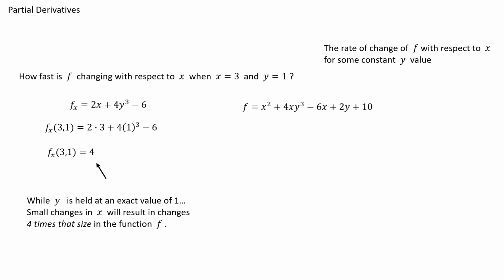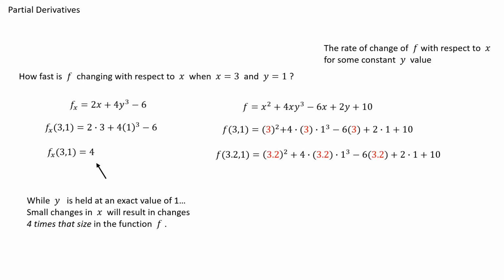Now, to get a better sense of what this means, I'm going to show you something here. Suppose we plugged in 3 and 1, which are the x and y values at hand here. But then suppose we plugged in a slightly larger value of x, say 3.2 instead of 3. This is what we mean by small changes in x. Since we have a small change in x, we should have 4 times that amount of change in the function value. Let's do some actual calculation here.